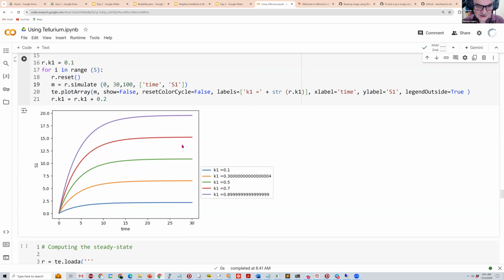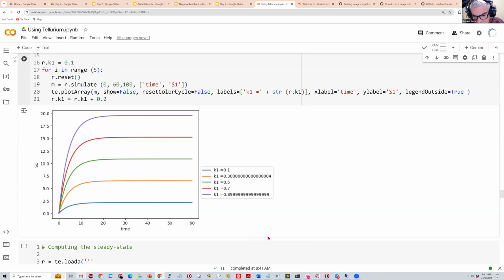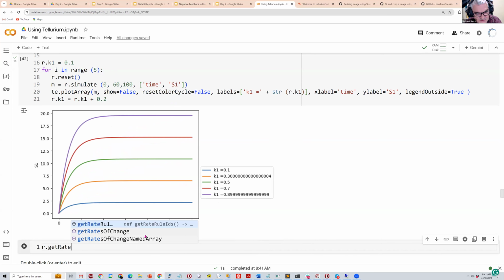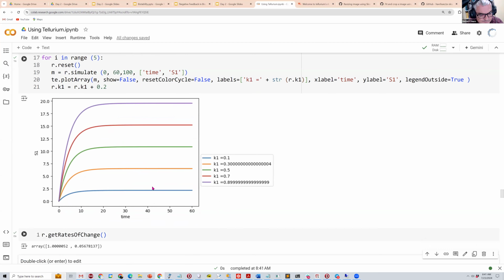It would be nice to find out what the rates of change are here, to see if it has reached steady state or not. So I can go get rates. Remember we did this yesterday, get rates of change. All the rates of change, of which there are 2 of them, should be close to 0.